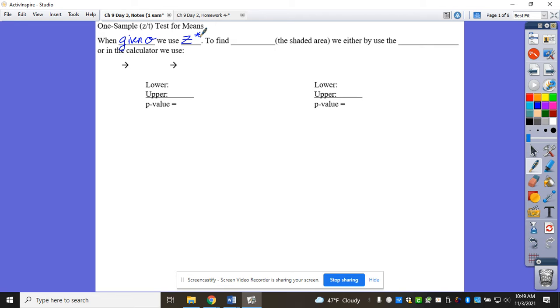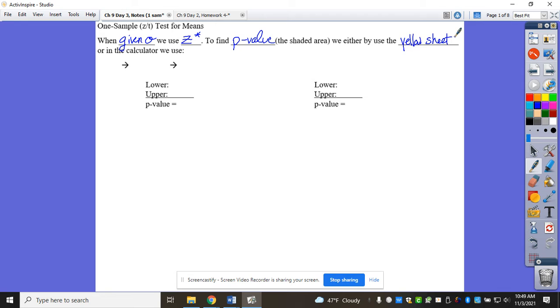So the shaded area is called the what? P-value. So to find the p-value, physically, paper in front of you, we use what? The z-table. Yellow sheet, z-table. Z-table would be more appropriate.